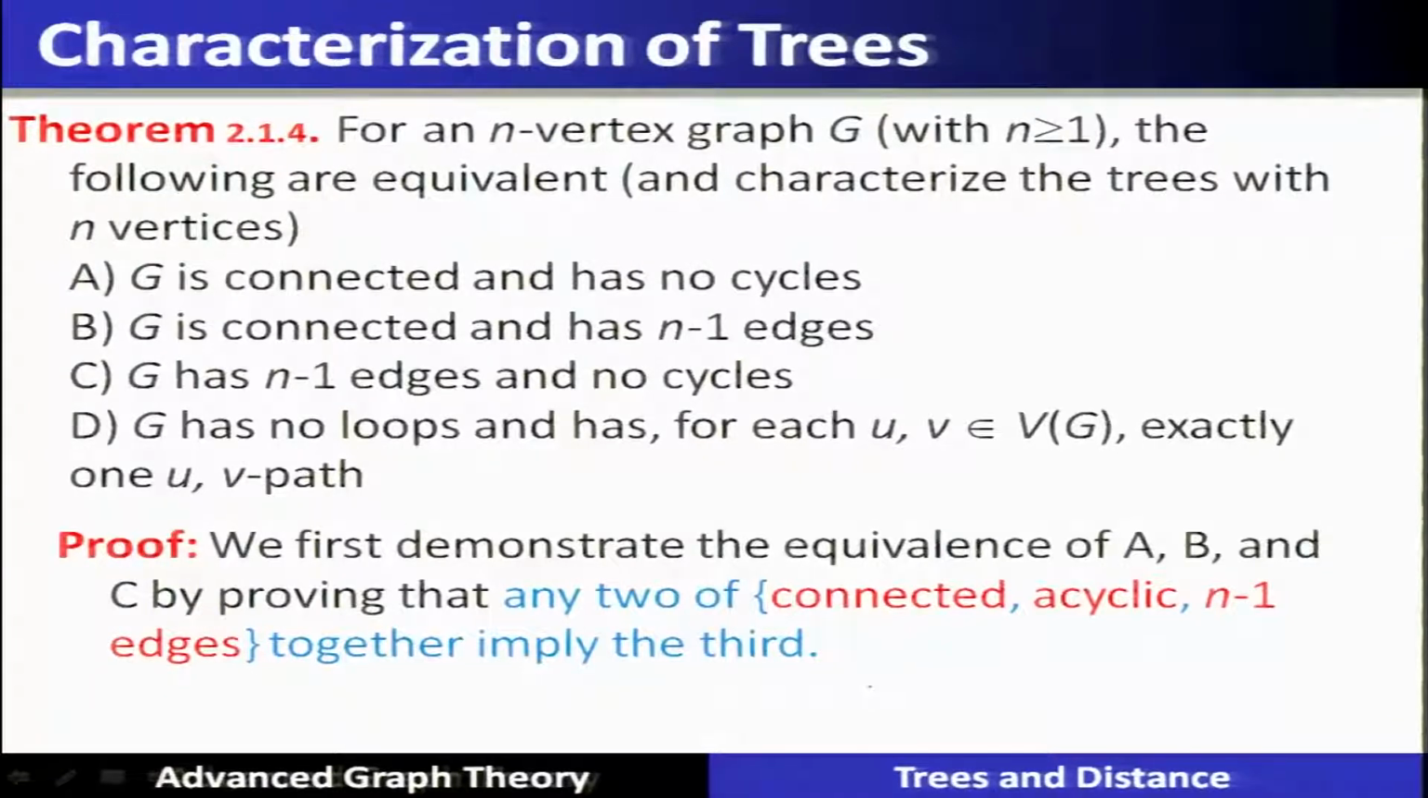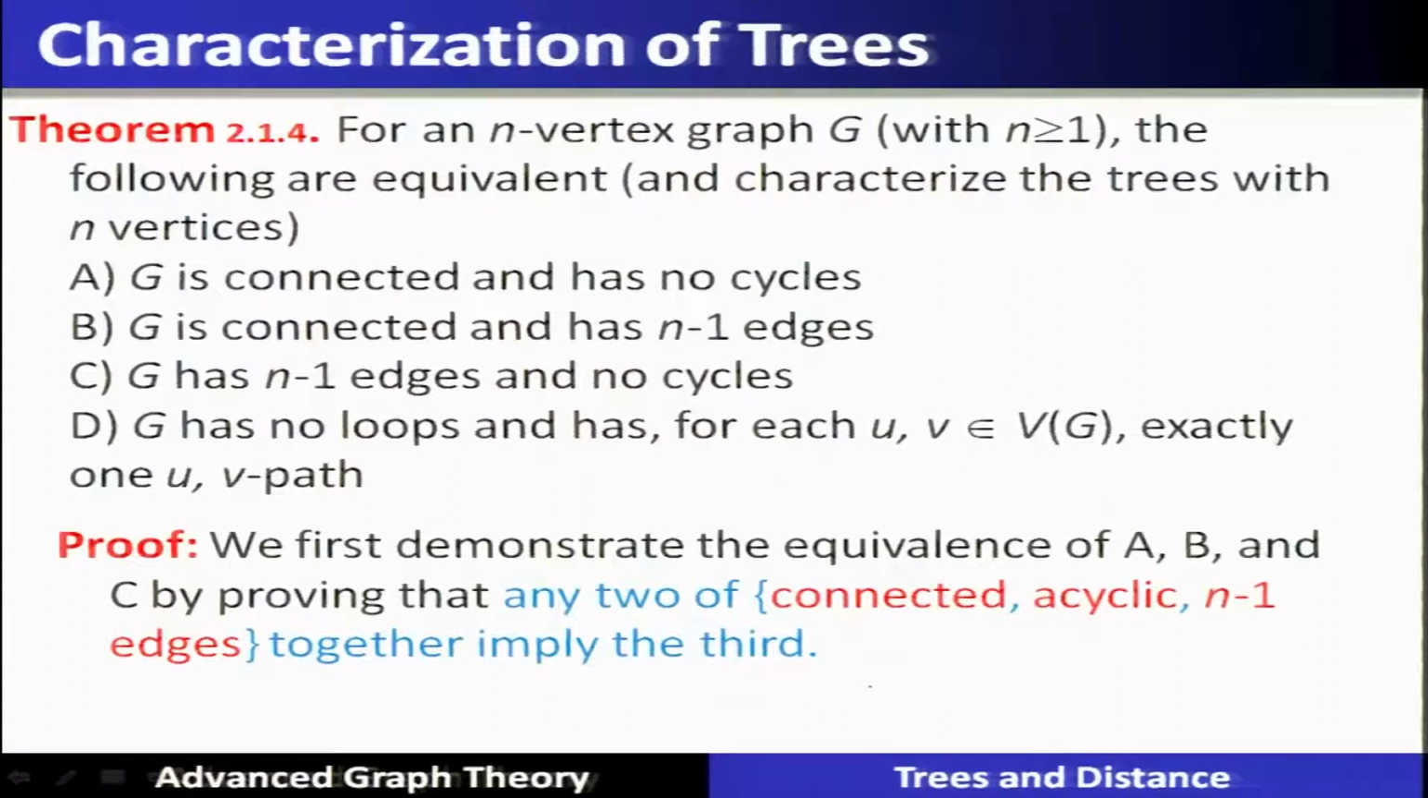So the following are equivalent and they will characterize the tree. When we say that G is connected and has no cycles, this defines a tree, and that is also equivalent to another definition of a tree: G is connected and has n minus 1 edges. This also characterizes a tree. G has n minus 1 edges and no cycle will also characterize a tree.